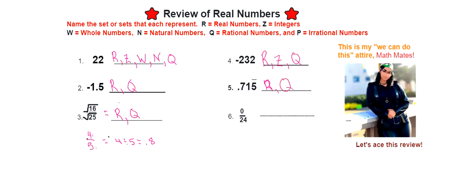And let's look at the last one. 0 divided by 24 is 0. Well, I can put 0 on the number line. Integers include 0. Whole numbers include 0. Natural numbers start with 1, so it doesn't include 0. And since it's an integer, it's definitely rational.